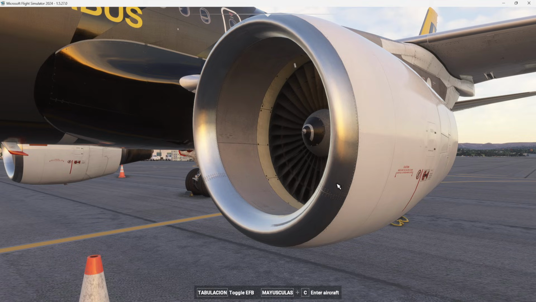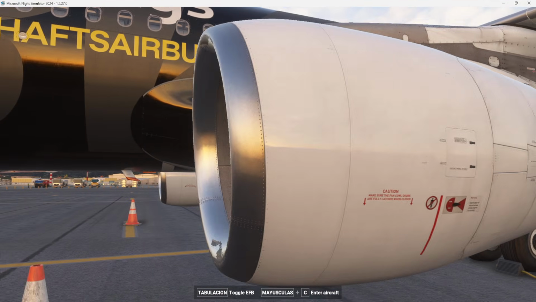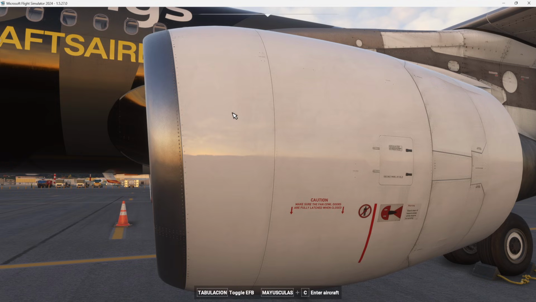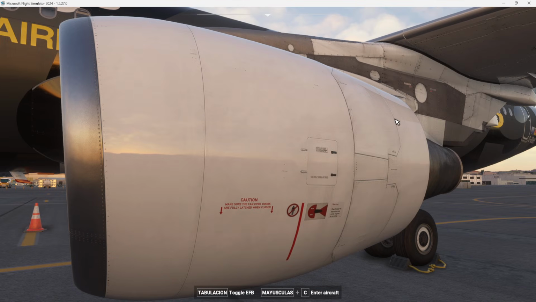Here we have the fan. Then inside we have the low pressure compressor, then the high pressure compressor, then the combustion chamber, then the high pressure turbine, then the low pressure turbine, then the exhaust. I'm going to repeat: fan, low pressure compressor, high pressure compressor, combustion chamber, high pressure turbine, low pressure turbine, and the exhaust. Here below we have the accessory gearbox.